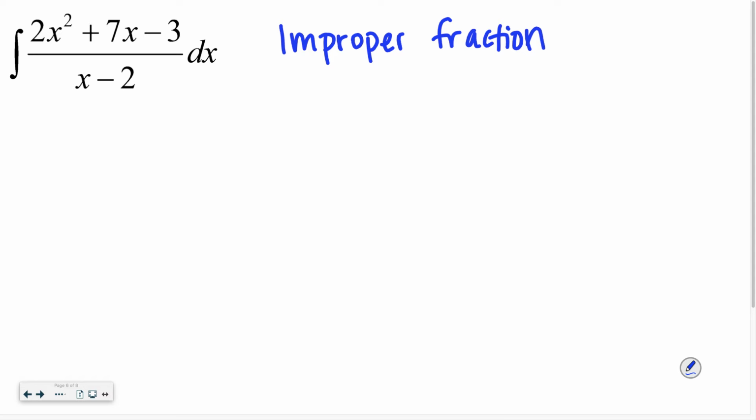If we could factor out x minus 2, that would be really cool. But instead of factoring it out because it doesn't factor out evenly, we make it a mixed number by doing what?